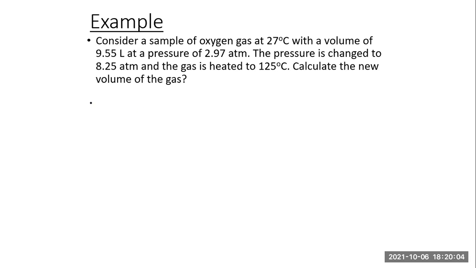Okay, let's take a look here. So again, I'm just going to do what we've been doing. I'm just going to pull out the information. So clearly I have a temperature that is 27 degrees Celsius. I have a volume that is 9.55 liters, and I have a pressure that is 2.97 atmospheres. My pressure then gets changed to 8.25 atmospheres.